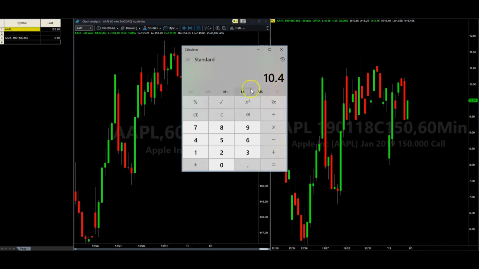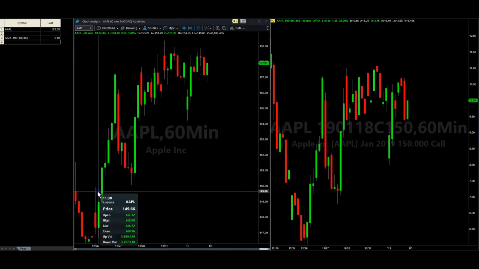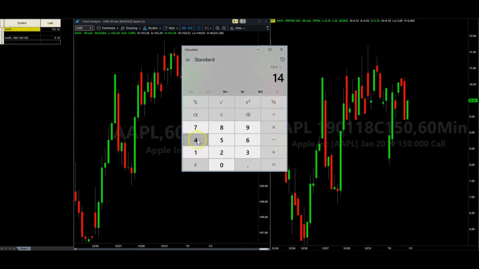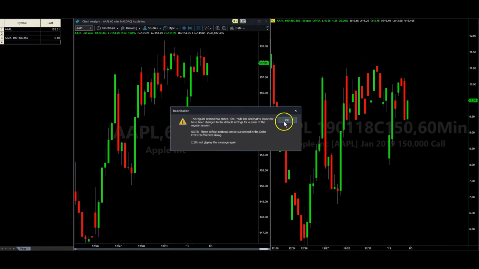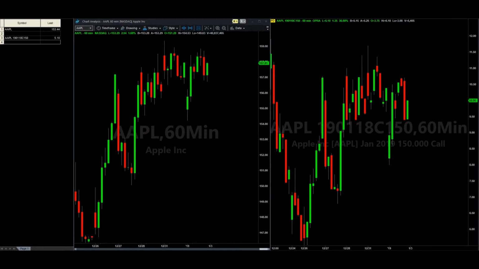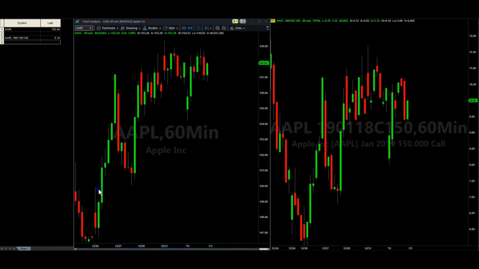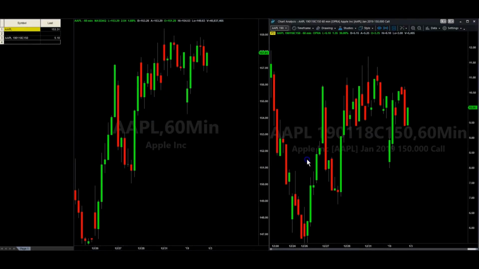So to figure out what that return actually would be, we would divide the return by the entry price of 148.96 and then multiply this by 100, and that would give us a percentage return of 6.98% from 12/26 to 12/31.